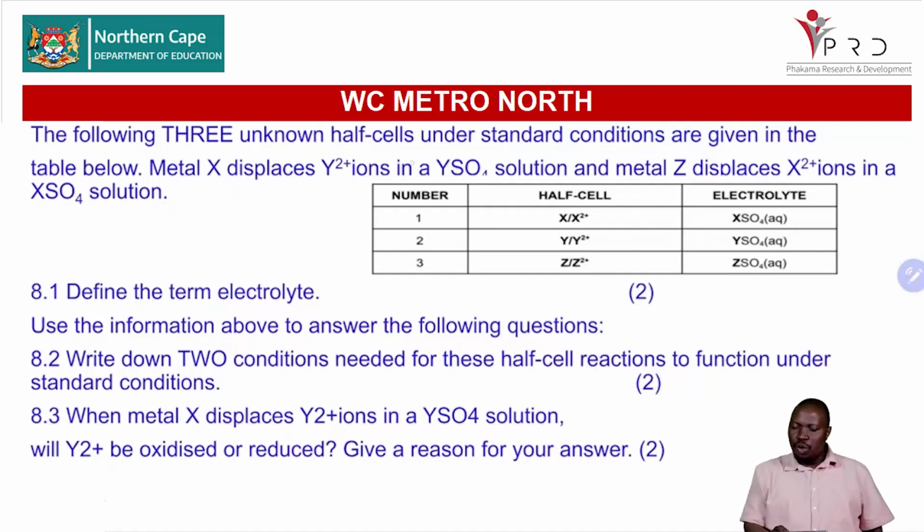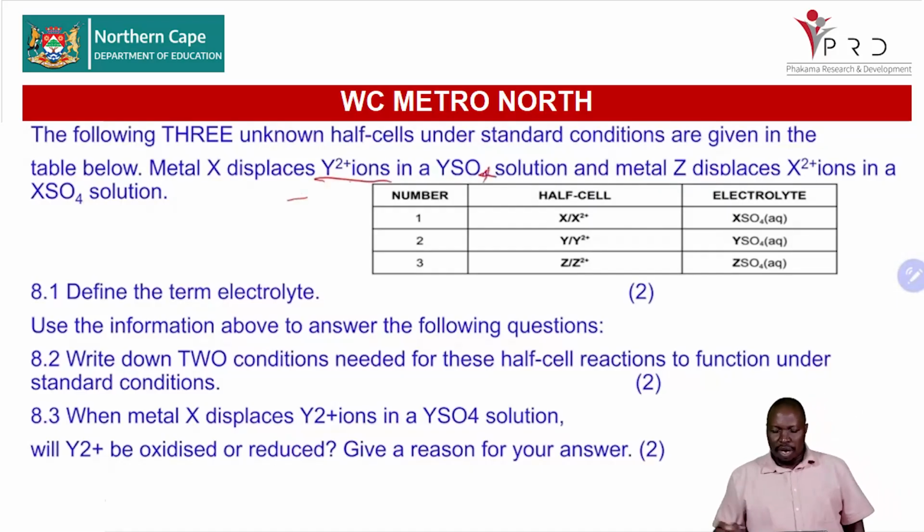They said the three unknown half-cells under standard conditions are given in the table below. Metal X displaces Y2+ in YSO4 solution, and metal Z displaces X2+ in that, and that is what we have.